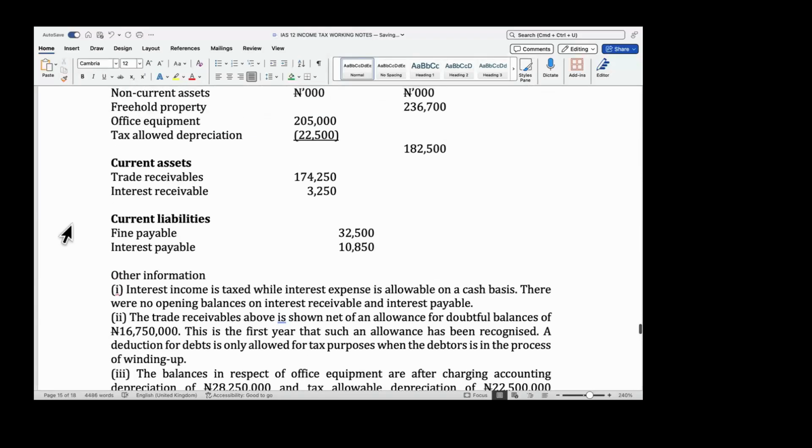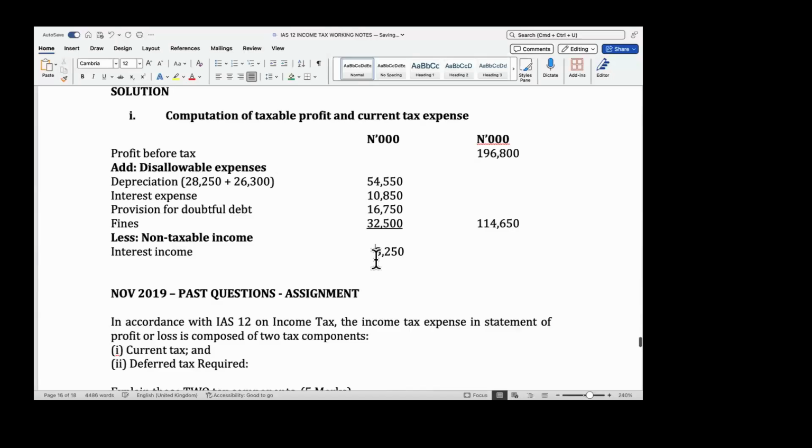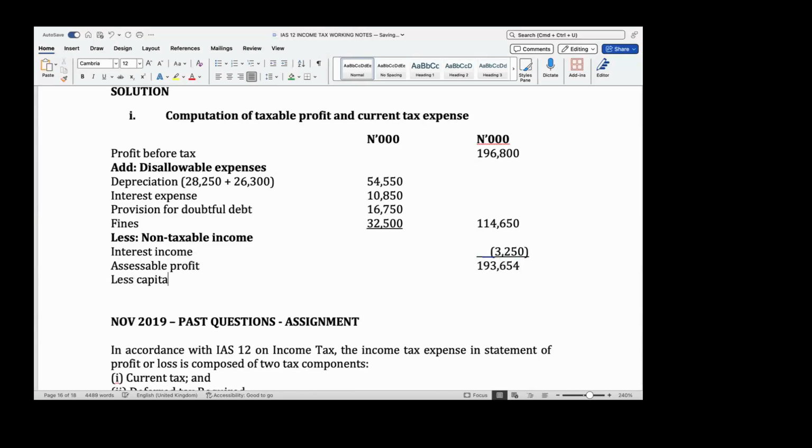Then let me deal with my capital allowance. I want to follow the template. Can you add this and deduct this? What will it give us? 193,664 naira. Okay, and I can then deduct the capital allowance.